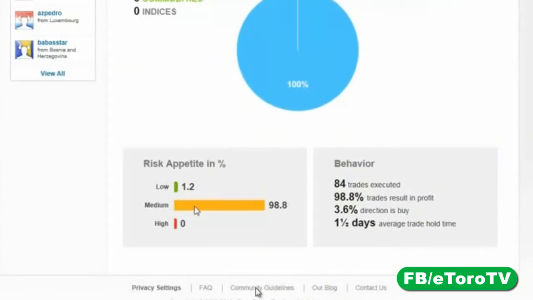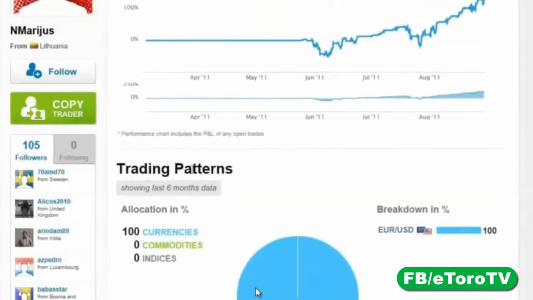So we see here the risk appetite. It's medium risk appetite. This guy likes to hold his trades. He's what we call not a long-term trader. He's a short-term trader, but not an extremely short-term trader. He does hold his trades for 1.5 days. Okay, that's overall what we can see about him.